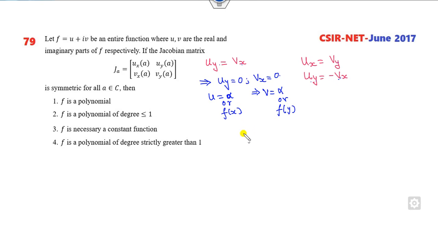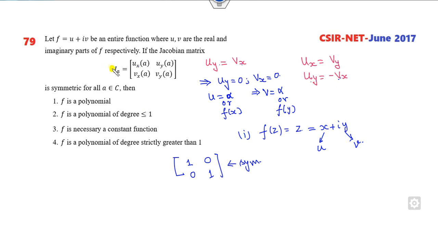Now look at that. If I think about the first option, any function which is z, that is my polynomial, x plus iota y, this is my u, this is my v. What is ux? 1, uy 0, vx 0, and you can see this is symmetric. It satisfies this property and it's a polynomial. So the only condition is it should be symmetric. Is it an entire function? You can see f of z satisfies that. So the first option is the correct one.